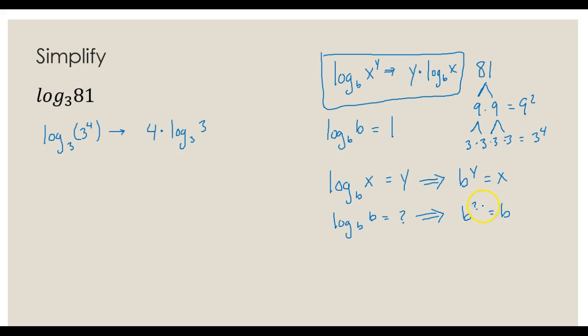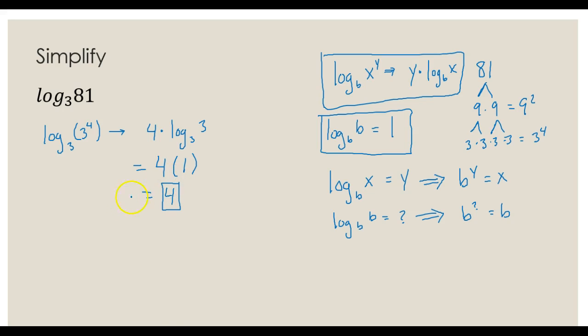Well, anything to the power of 1 equals itself, and so that's why the log base b of b equals 1. Or when the base of the log and what you're taking the log of are the same thing, then it just equals 1. So that allows us to say that the log base 3 of 3 is 1. So this is 4 times 1, which is 4. And that's the answer.